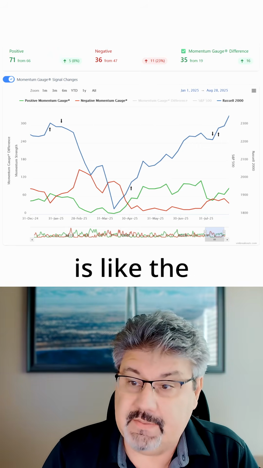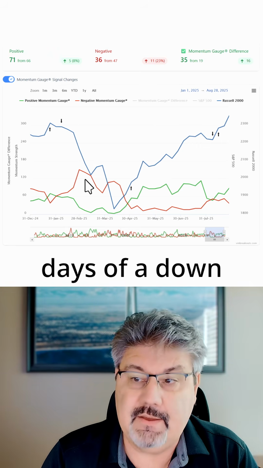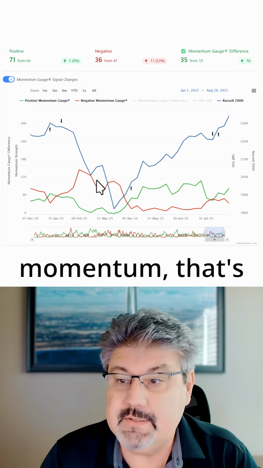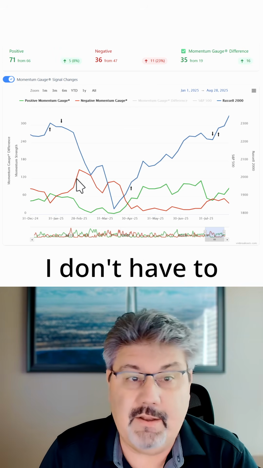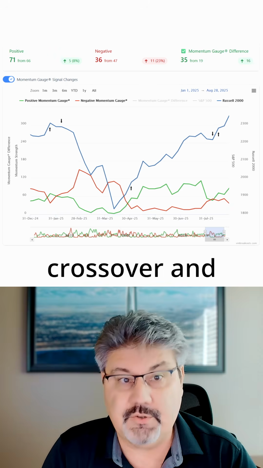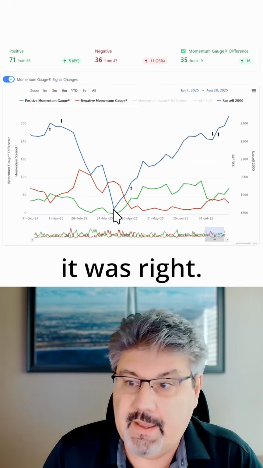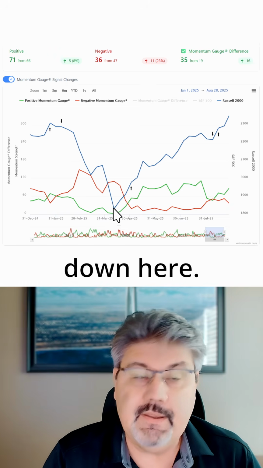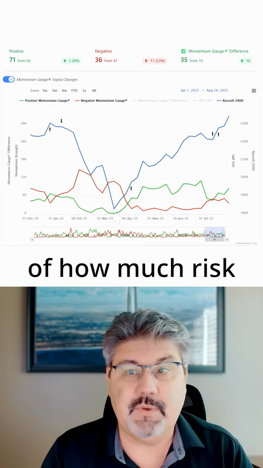Another one I use is like the negative one. If I see 3 days of a down signal on the negative momentum, that's a good warning indicator. I don't have to necessarily wait for an official crossover and say, yep, it was right. Here I am. You could be getting in down here. It's just a question of how much risk you want to deal with.